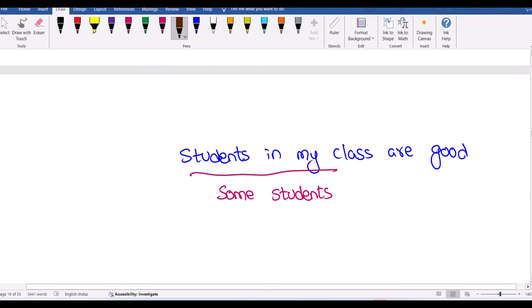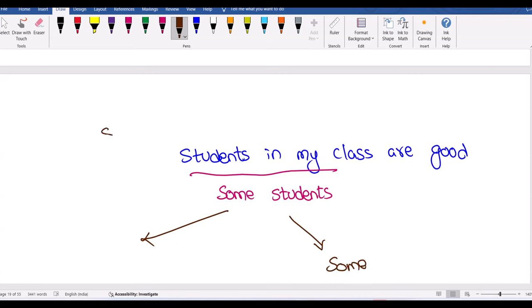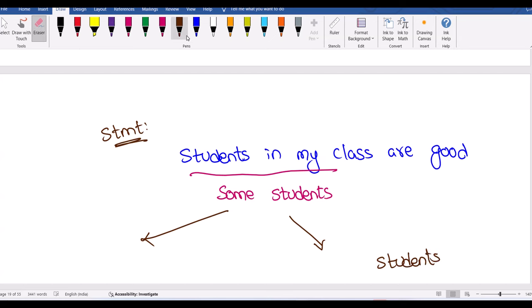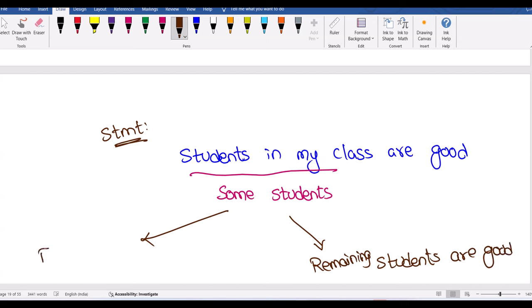Now what we can understand here is that there are two things possible. If the statement is like this, there are two cases. Some students in my class are good means some students are good. The remaining students, I don't know about the remaining people, I cannot assume. They may be good, or they may be not good. Guys, focus on this. Remaining students are good, or remaining students are not good.